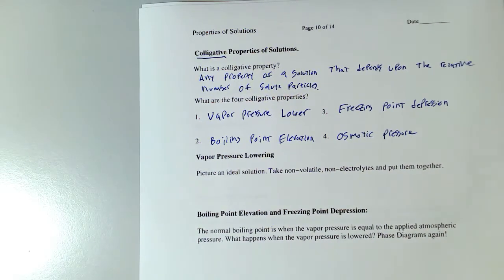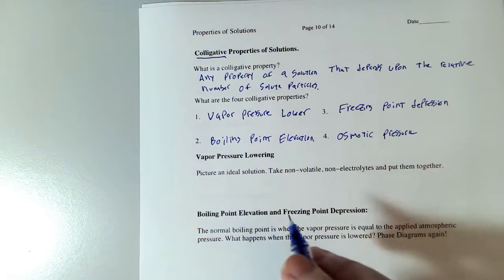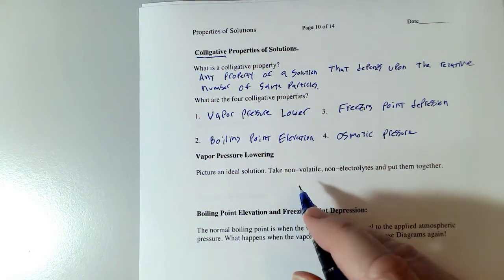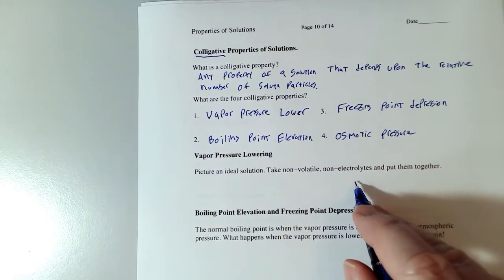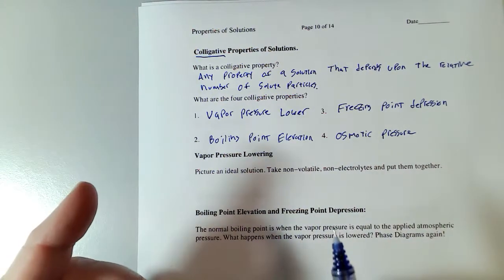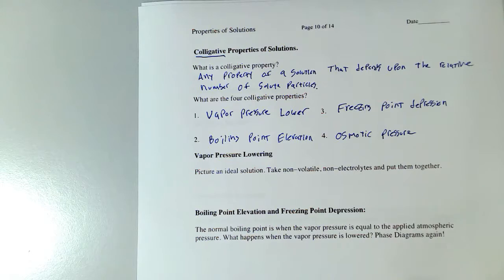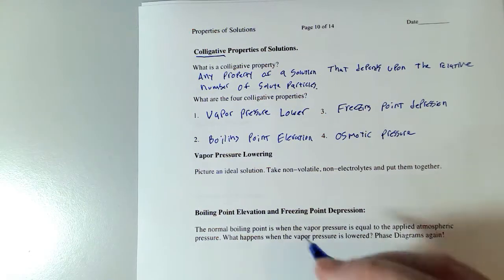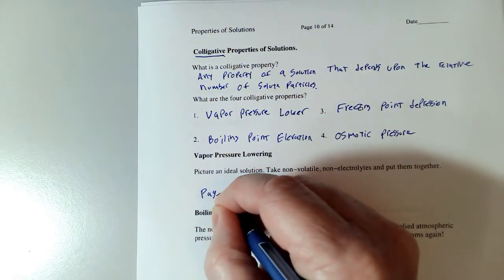Okay, so picture an ideal solution. You have a non-volatile, non-electrolyte, and you put them together, okay? We have solute and solvent. The vapor pressure will go down. It's page 8 of this outline.